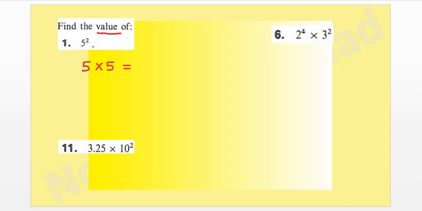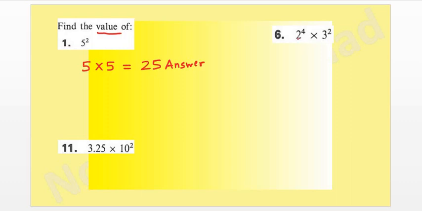This is the index form, so expand it. It will be written 5 times 5. Expand it means how many times you will repeat the base for multiplication. So the base 5 will be repeated 2 times. So 5 times 5 will become 25. So this is the value of that expression.